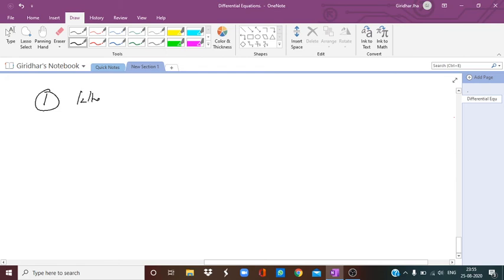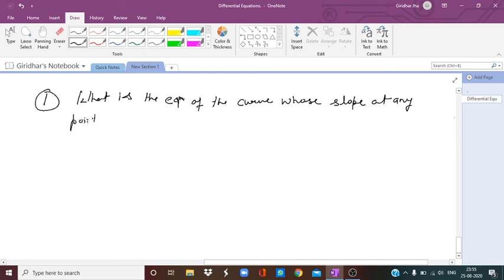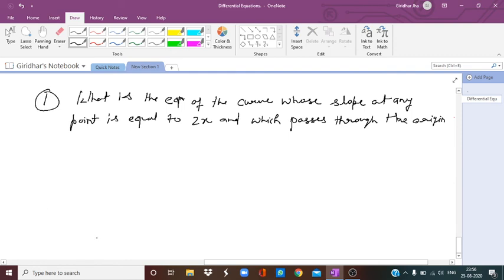क्वेश्चन इज व्हाट इज द इक्वेशन, सी व्हाट इज द इक्वेशन ऑफ द कर्व whose slope at any point is equal to 2x and which passes through the origin. So what we have to find?